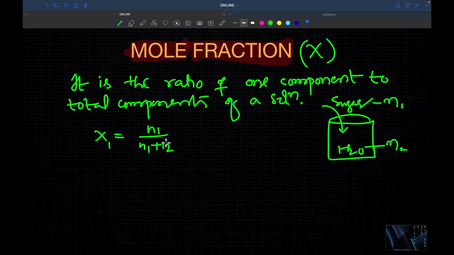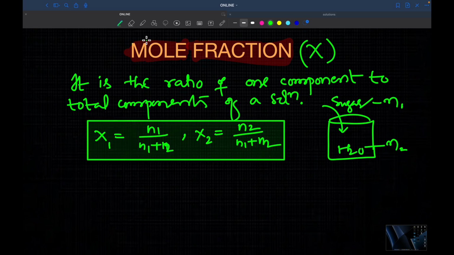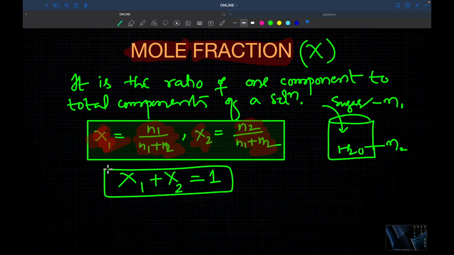This is one formula, N1 plus N2. The second one is x2, which can also be calculated, equal to N2 by N1 plus N2. So this is the formula to calculate the mole fraction of a binary solution. What is the first step involved here? You need to calculate the number of moles of both components, right? And the point to be noticed here: in a binary solution, x1 plus x2 is always equal to 1. So this formula should be remembered.